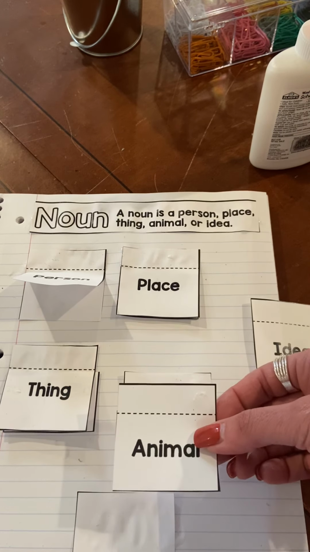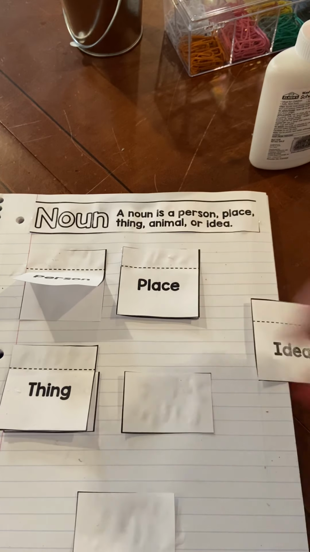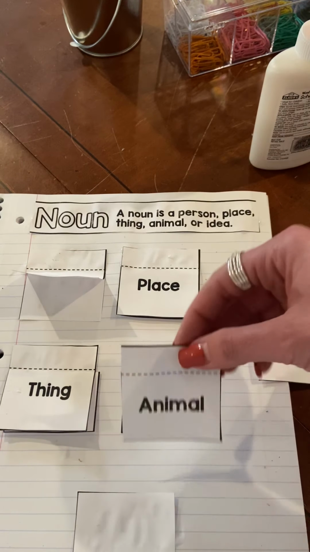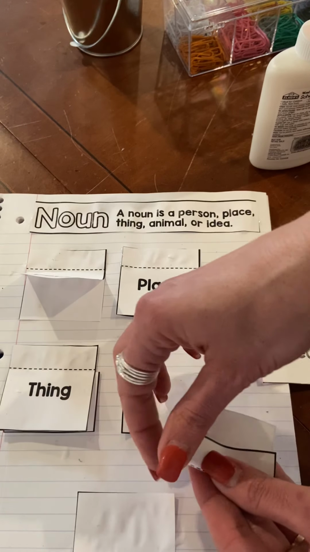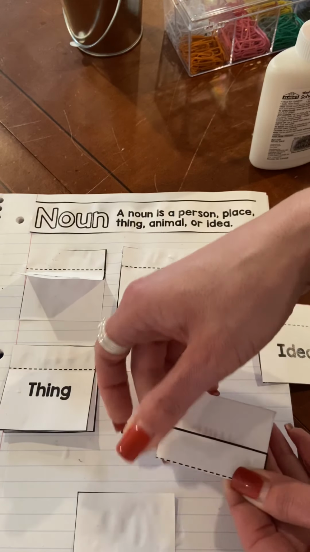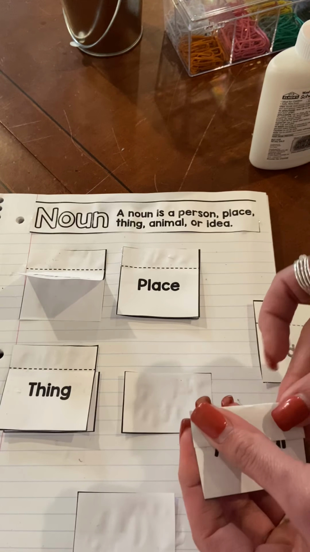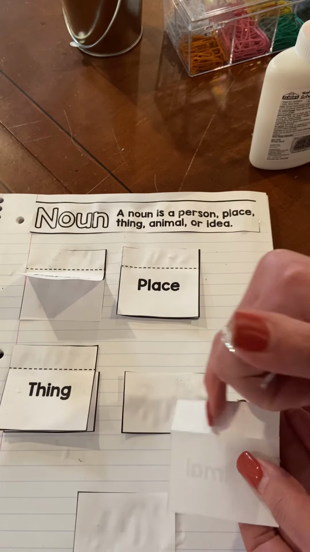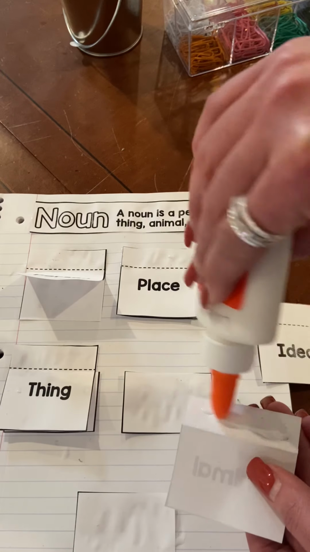So here's animal. I'm not going to glue the whole thing on top. You want this to be a flap so we can write underneath it. So I'm going to take this. Bear with me because I'm doing this at kind of a funny angle so you can see. I'm going to fold on that dotted line. If you even want to, you can fold it back the other way. And then I'm going to flip it over and only put glue right here in this top part. I'll make sure to stop where that fold line is.